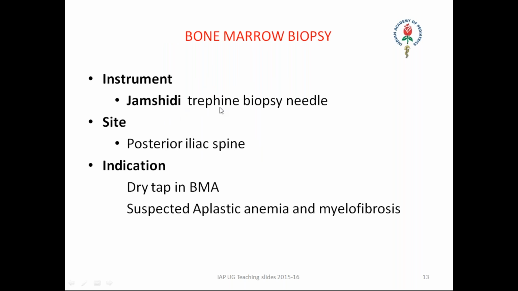One more type is the Jamshidi trephine biopsy needle. The site is the posterior iliac spine. Indication: dry tap in bone marrow aspiration and suspected aplastic anemia and myelofibrosis.